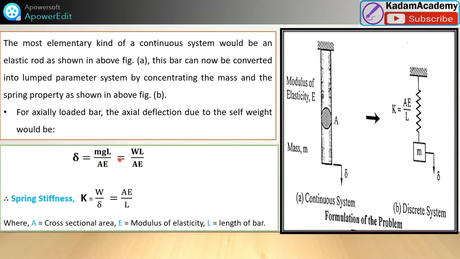So this del, how can we calculate it for this continuous system, an elastic rod with cross-sectional area A, modulus of elasticity E, and mass m? And how to find this deflection del? By using this formula mgl by AE. That means the W into the length of this elastic rod, with AE in the denominator.